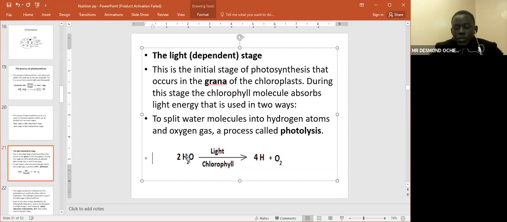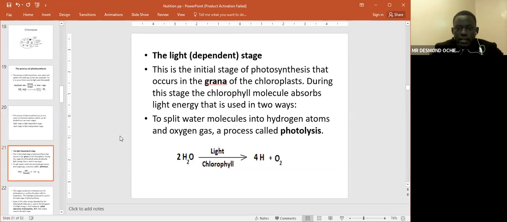So as you can see, this is an equation that represents photolysis. Water here, remember water was one of the raw materials, is broken down or split into hydrogen and oxygen gas. So we have hydrogen atoms there and oxygen gas, and it occurs in light. Light is what helps in the splitting, and light is absorbed by the chlorophyll here. So as you can see, the equation here represents the whole process. The next use of light energy there.